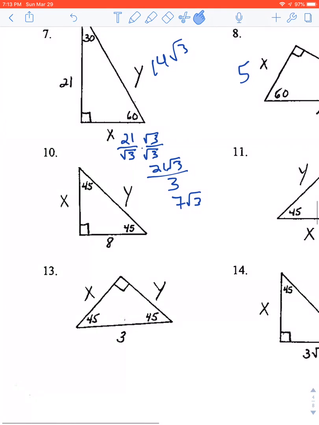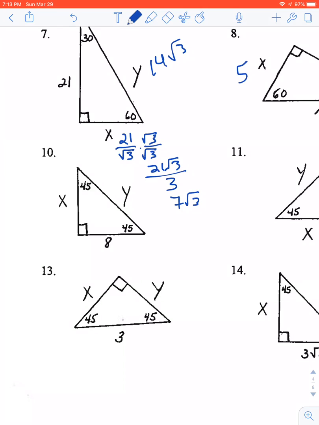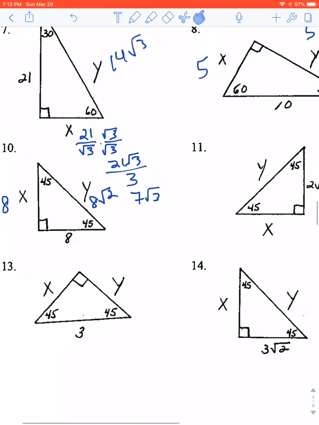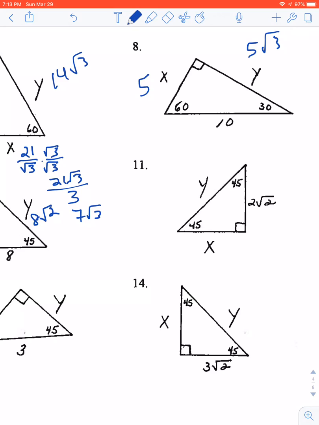Okay, now the 45, 45, 90s, which I think are a little bit easier. Because if you know one leg, you know the other. And to get the hypotenuse, you just multiply by the square root of 2. So in number 11, given one of the legs, the other leg is the same. To get the hypotenuse, I have to multiply by root 2. Root 2 times root 2 is 2, times 2 is 4.